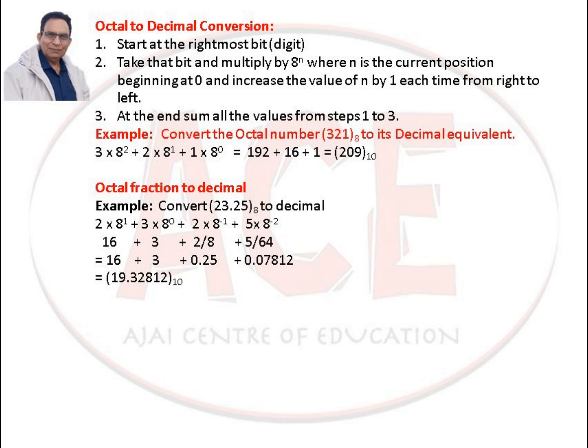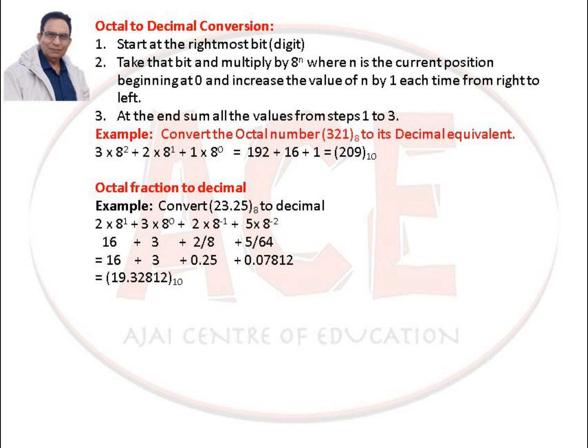Conversion of octal to decimal number. There are steps to be followed. Number 1, start at the rightmost bit. Number 2, take that bit and multiply it by 8 raised to the power n, where n is the current position of the digit. Increase the value of n by 1 each time from right to left. At the end, add all the values in the previous steps to get the final decimal number.